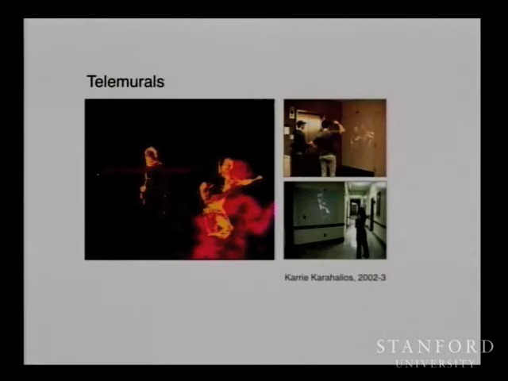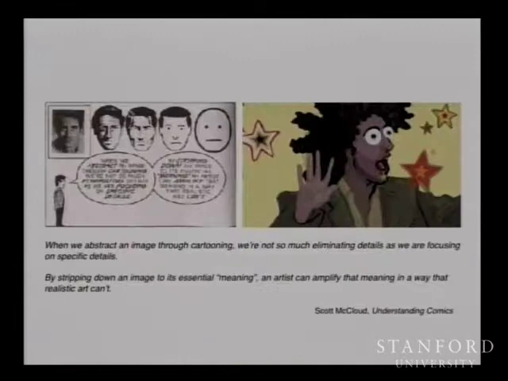So doing some reading, I decided to look more at non-photorealistic rendering. What you're seeing here on your left is an image from Scott McCloud's book, Understanding Comics, which I highly recommend if you have not read it. What he says here is, when we have an abstract image through cartooning, we're not so much eliminating details as we are focusing on specific details. By stripping down an image to its essential meaning, an artist can amplify that meaning in a way that realistic art can't. In many ways, one of the things that kids really like about cartoons is when something isn't fully explained, you project yourself into that cartoon, and it makes it easy for you to relate to it.